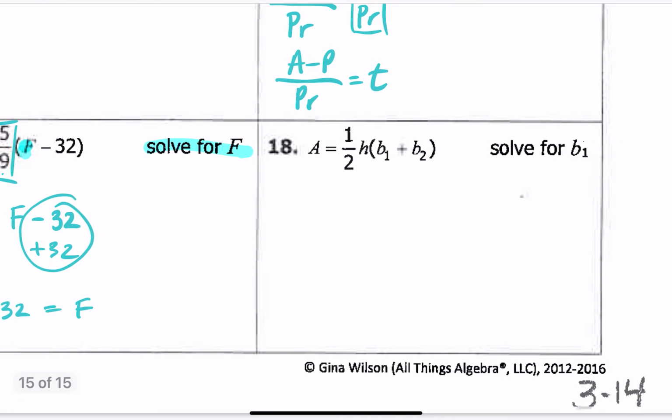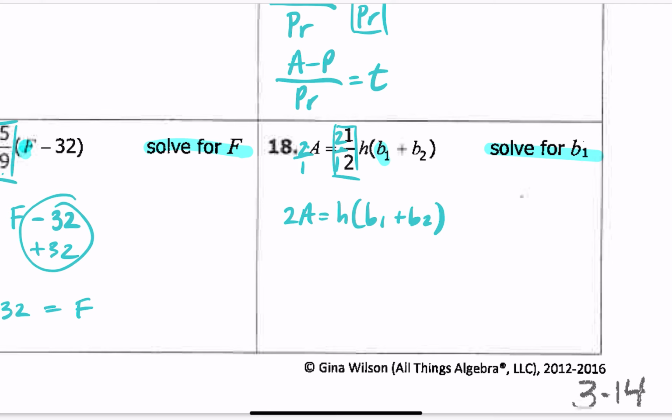Then, next one. This one is really the most complicated one you'll ever see. It is actually the area formula for a trapezoid, if you didn't have that memorized. And we want to solve for b1. So we've got to get rid of all this stuff in front of the parentheses and then get the b1 plus b2 by itself at the end to solve. So getting back to our old fraction friend, multiply by the reciprocal, 2 over 1. This is really just like multiplying by 2. So when I simplify on the left, it's just 2a equals. This becomes 1, and I have h times b1 plus b2.